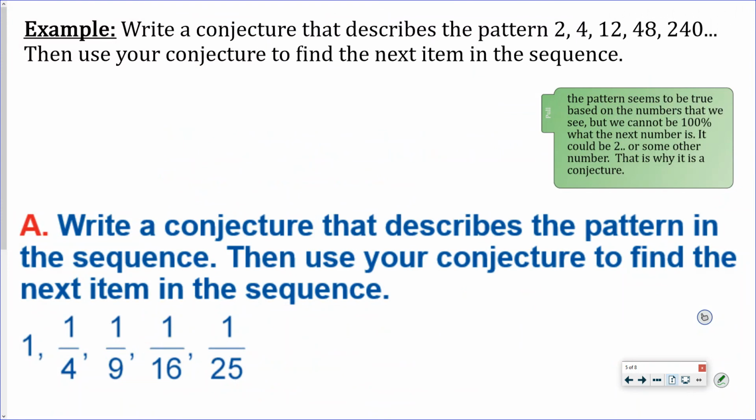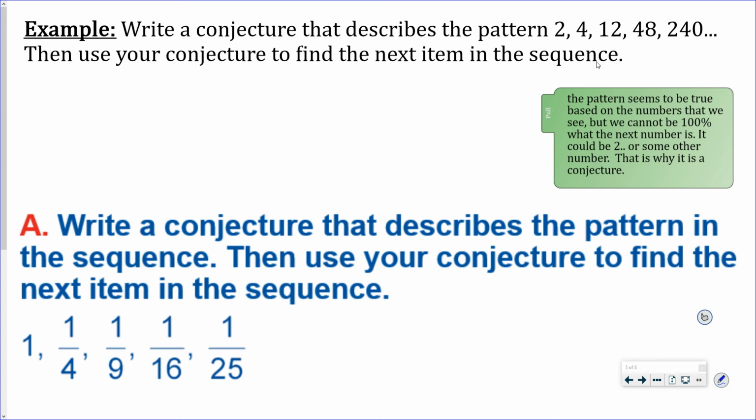Write a conjecture that describes a pattern 2, 4, 12, 48, 240. Then use your conjecture to find the next item in the sequence. Okay, so again, I start by thinking of some ways that I could get from 2 to 4, and we could add 2, we could times 2. But I look at my next and I'm like, ooh, 4 to 12. How do I get from 4 to 12? Times 3. Okay, what about 12 to 48? Times 4. Start to recognize this pattern.